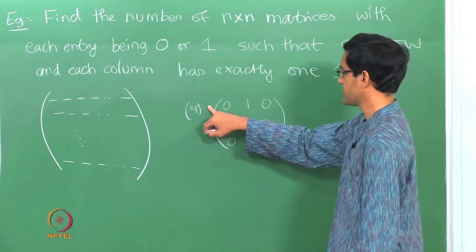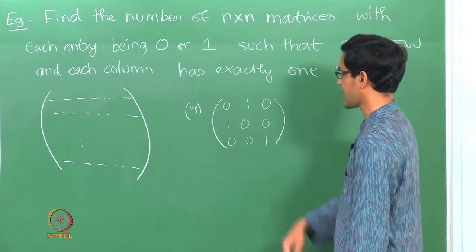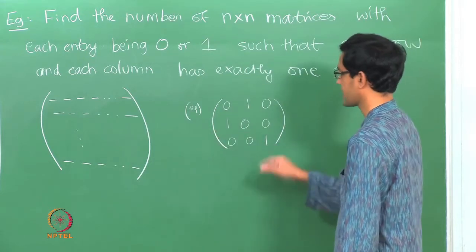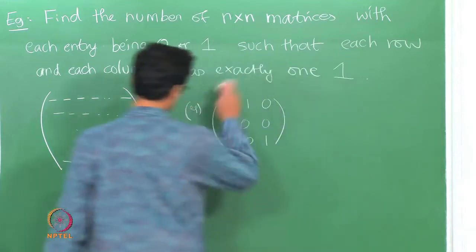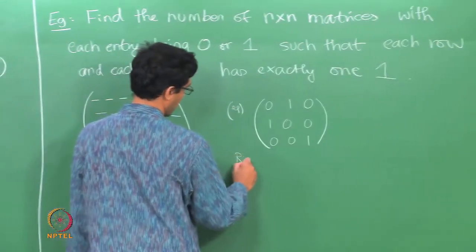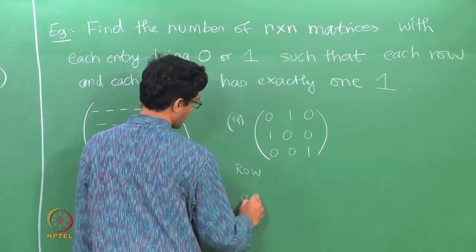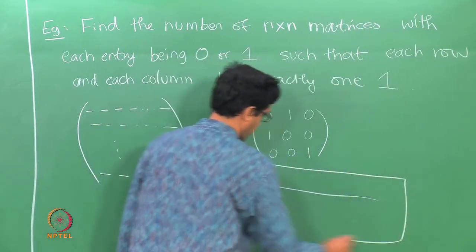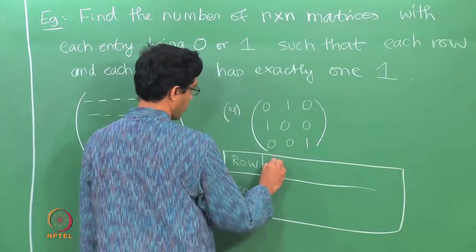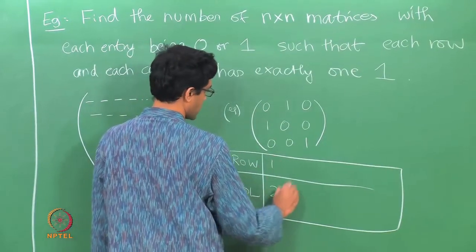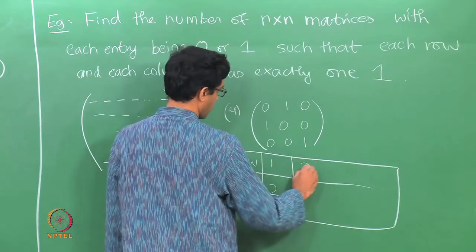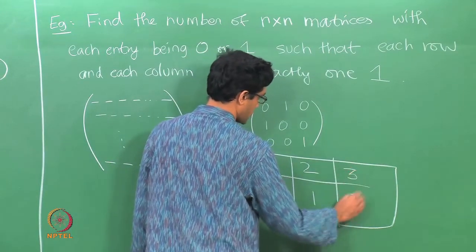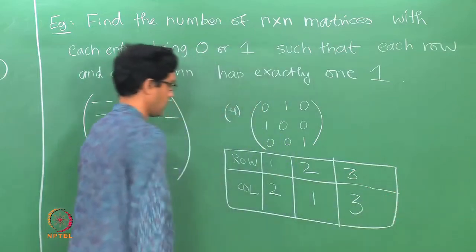So for example, in the first row the 1 occurs in the second column, in the second row it occurs in the first column, and in the third row it occurs in the third column. So this matrix here we would encode as follows. You would write each row number and each column number. So you note down the row and column numbers of the ones. So for instance here in row number 1 the 1 occurs in column number 2, in row number 2 it occurs in column number 1, and in row number 3 it occurs in column number 3.